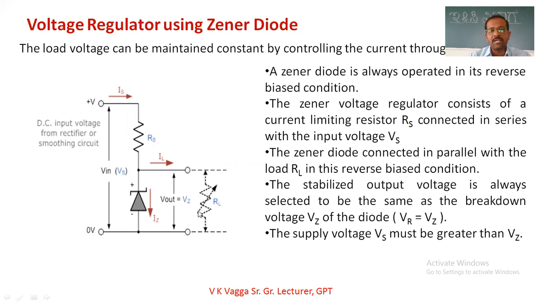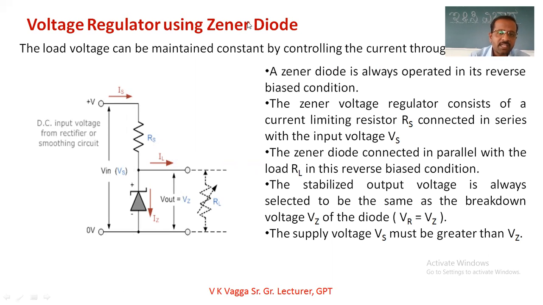I think you have seen in BEEE that if voltages are connected in parallel, they are maintained the same. So the supply voltage Vs must be greater than Vz. In order to obtain the voltage Vz, the input voltage Vs should be greater than Vz. Okay, I'm going to explain this again in brief here.